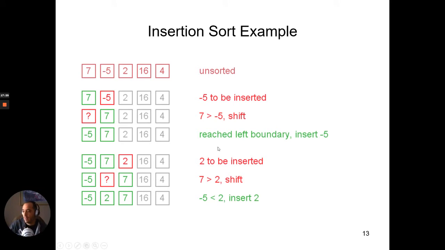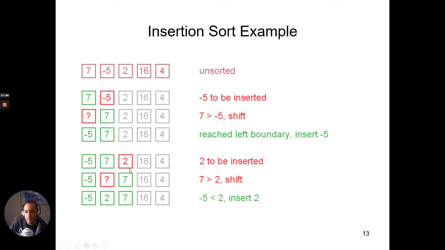Here, let's look at another example. It comes here, -5 needs to be inserted. The 7 is bigger, so it moves the 7 over. Then because it's reached the beginning of the list, it inserts the -5 here. Then we get to the 2. 7 is bigger, it moves the 7 over. Looks at the -5, the -5 is smaller, so it inserts the 2. That's an insertion sort.